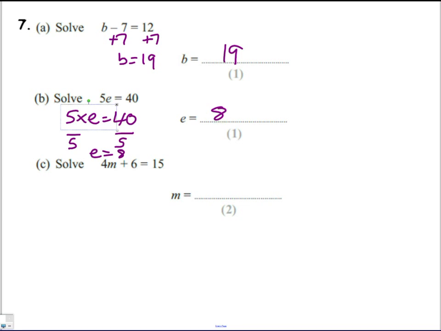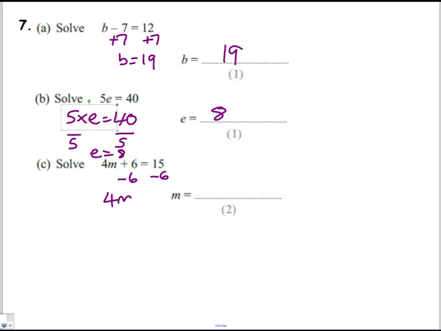And then for question 7c, we have 4m plus 6 equals 15. So this is a pretty standard two-step equation. Step 1 is we're trying to get m on its own, so get rid of the plus 6. We do the opposite and subtract 6 on both sides, which leaves us with 4m on the left, because those two cancel out, and 15 minus 6 is 9.